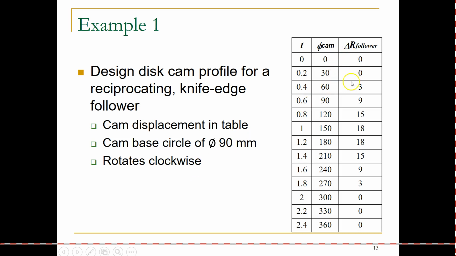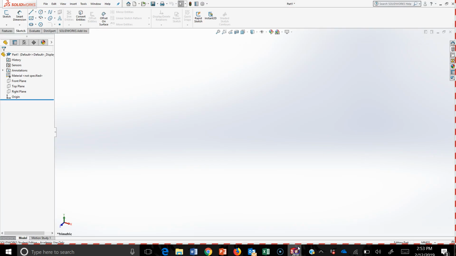This is the displacement in millimeters of our follower at each of these locations. So this is the table you should have in front of you. I'll be referring back to it, but I won't open up to it every time. So example 1, slide 13 is the first example we are working with in SolidWorks. All right, so let's get to it.